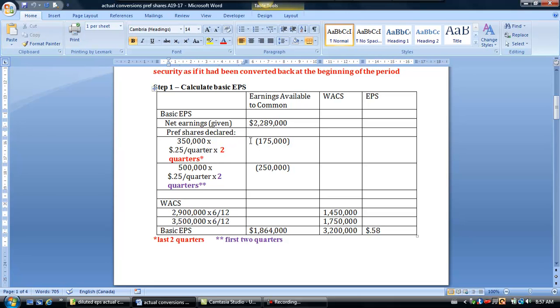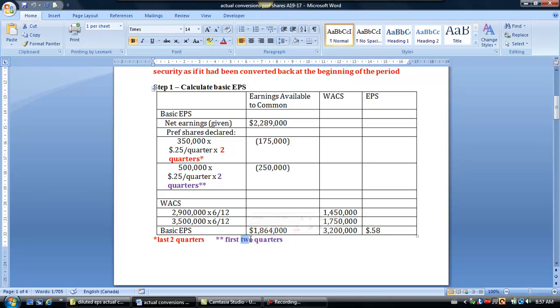So I would have owed $175,000 to those preferred shareholders after the conversion based on these 350,000 shares, right? But now I know that pre-conversion, I would have owed my preferred shareholders, again, because we have cumulative preferred shares, 25 cents a quarter on 500,000 shares. And that would have been for the first 2 quarters, right?